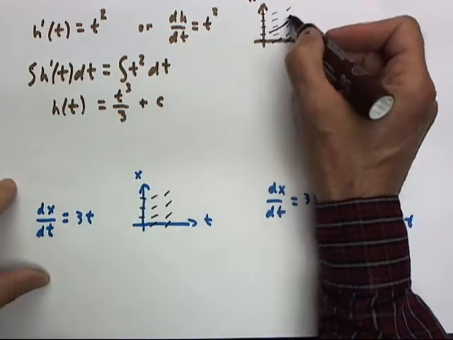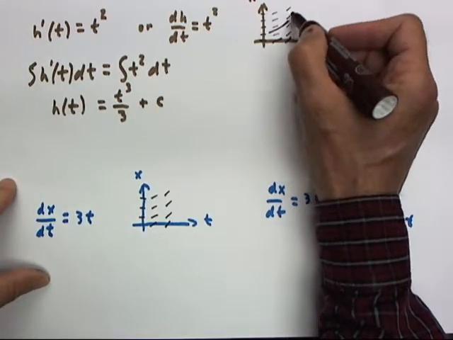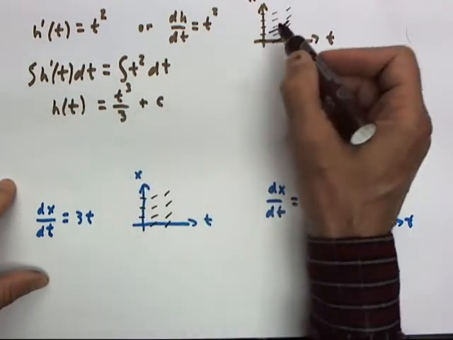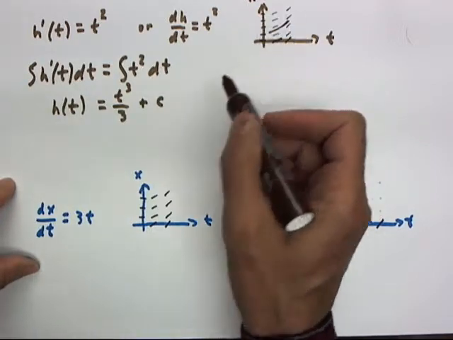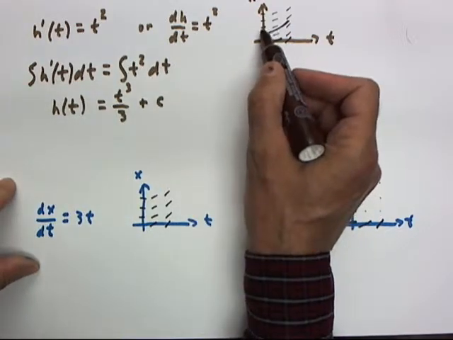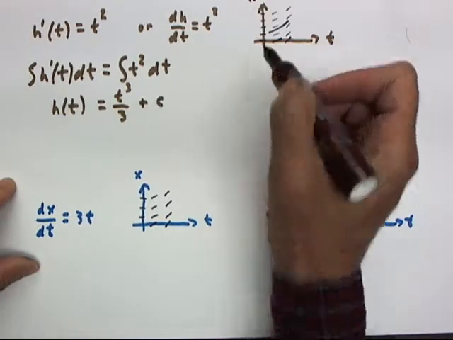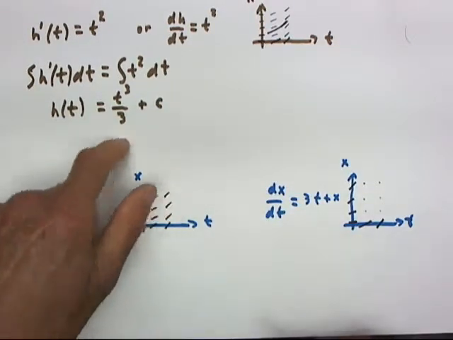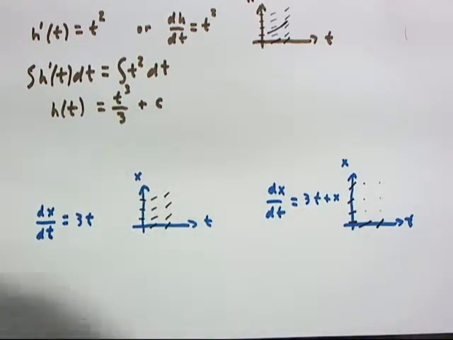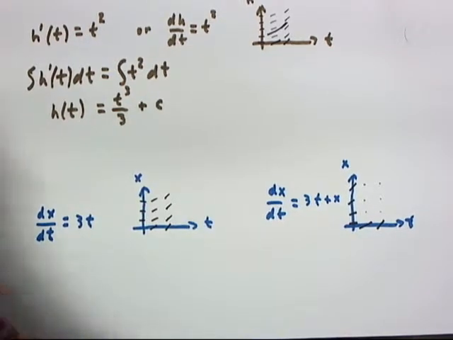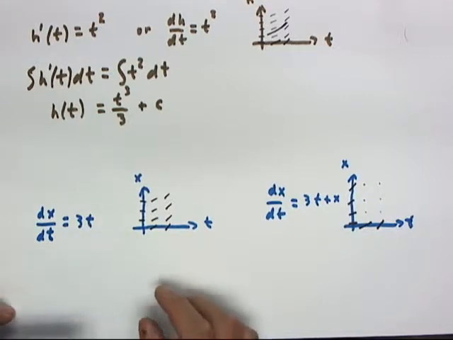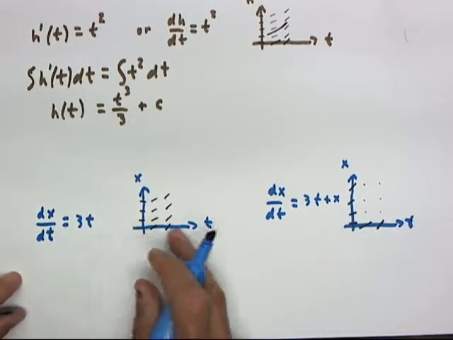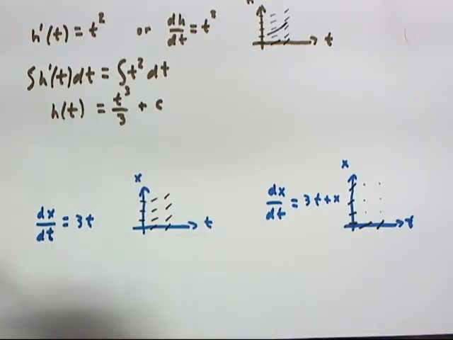Now, this curve is plausibly the beginning of a t cubed over 3 plus c curve, where c is whatever value h takes when this curve intercepts the vertical axis. Okay, so that's straightforward, and this second equation is also straightforward. dx/dt equals 3t. The direction field looks like this.